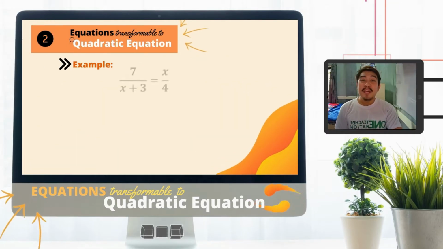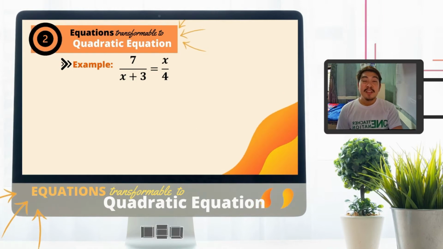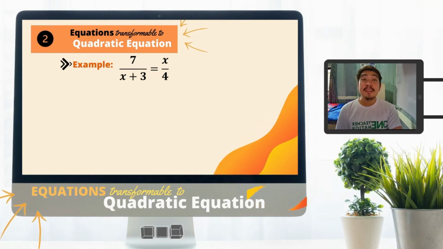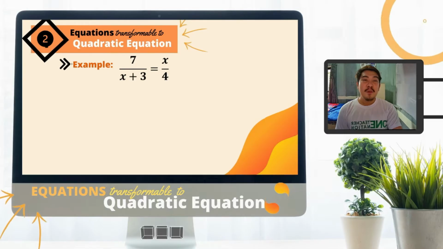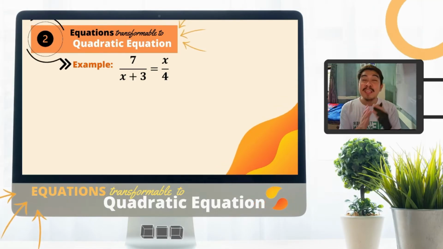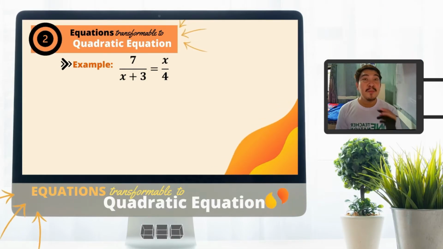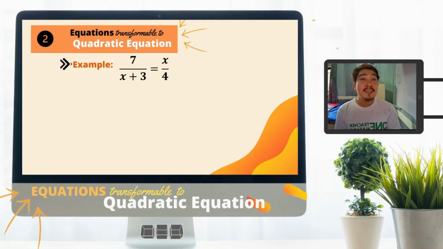So let us now proceed with example number 2. We are given this rational equation: 7 over x plus 3 is equal to x over 4. Since kung mapapansin natin, isang fraction equated to another fraction, we can apply cross multiplication. Pero pwede natin din ditong gamitin yung LCD.